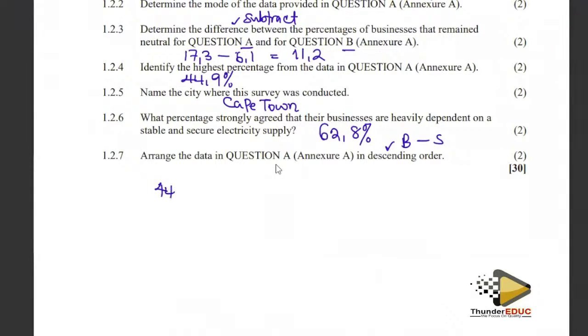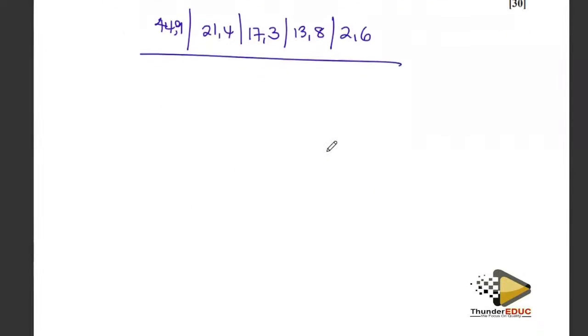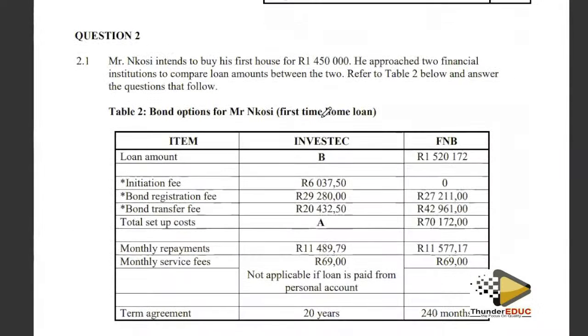So we said 44.9, followed by 21.4, followed by 17.3, followed by 13.8, followed by 2.6. Descending order. This marks the end of question number 1. Let's look at question number 2.